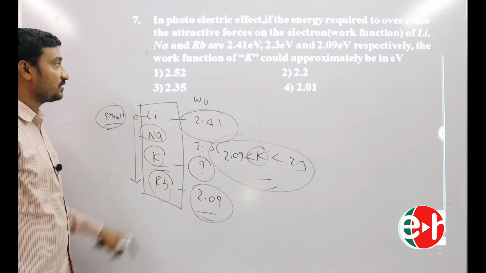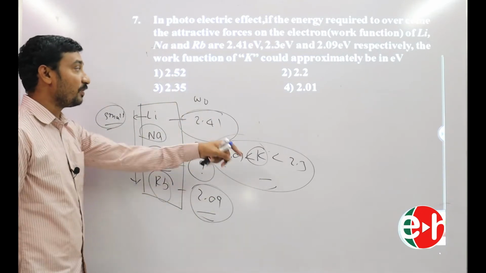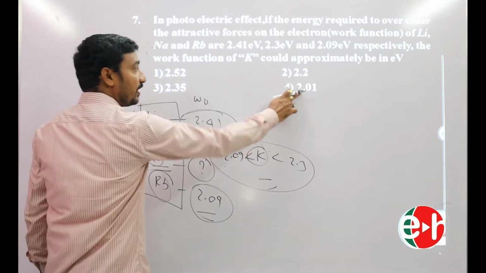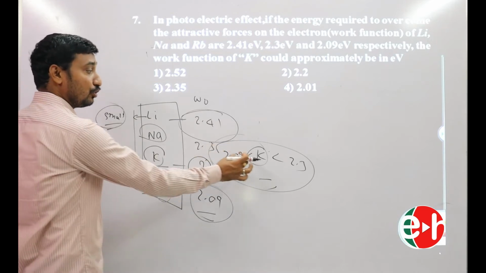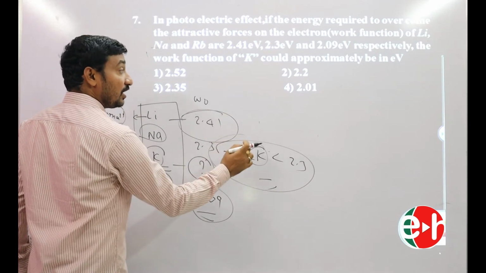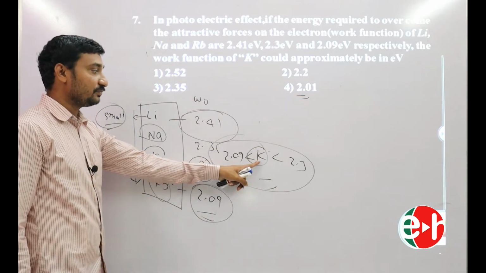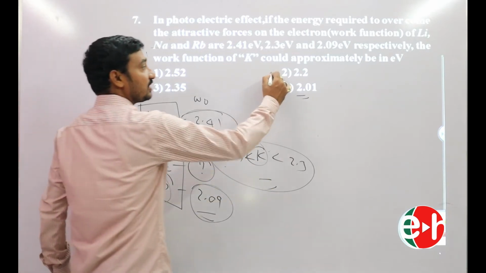Now check the options. 2.52, that is not less than 2.3. 2.35, that is not less than 2.3. 2.01, that is not greater than 2.09. So compulsorily not 2.01. Why not 2.01? This potassium value is more than 2.09 and less than 2.3. Then what is the correct answer? 2.2.